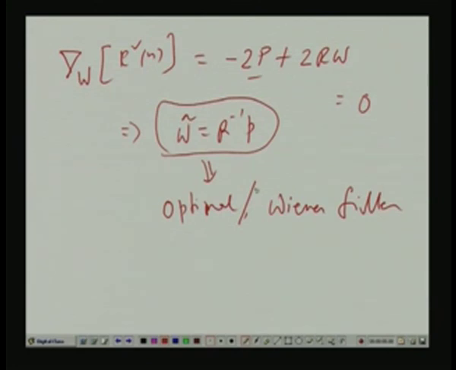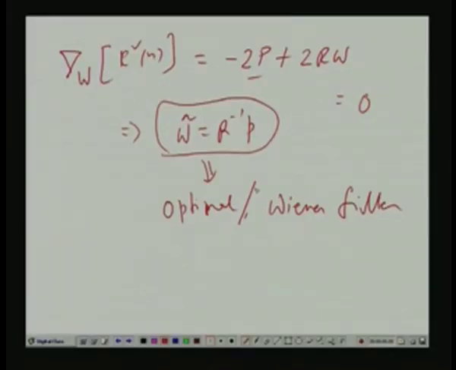In practice, if you know R and P, fine, you can calculate this R inverse P. But the problem is R and P are not always known. In that case, you have to supply this information externally. What I do, this actually gives rise to the interesting case of adaptive filter.